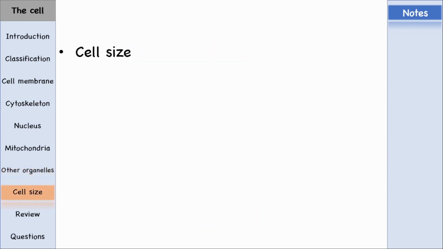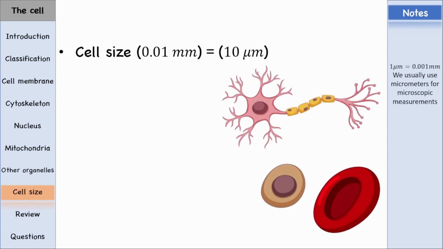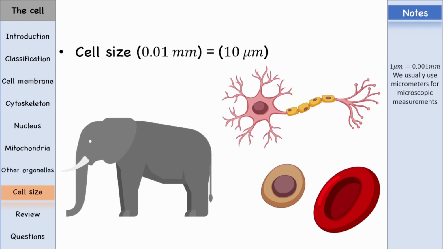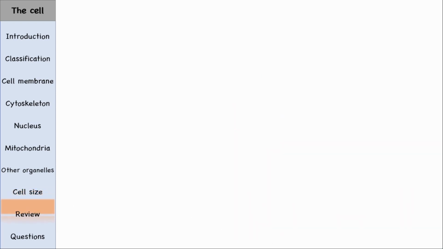Normally, the cell size is on average 0.01 millimeters or 10 micrometers. This size may differ from one cell to another, depending on the cell type, function, and location. If we look at large organisms, take the elephant for example, they don't have larger cells. They rather have more cells of the same average size. This was the summary of the lesson.